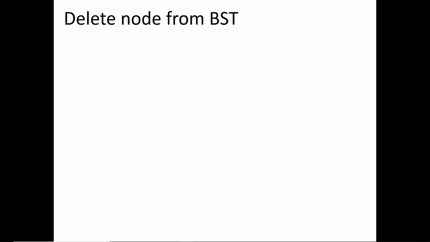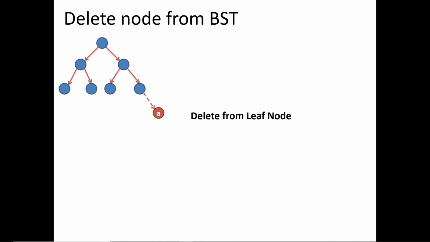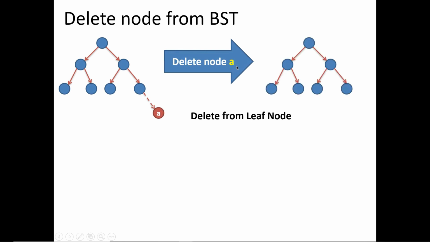Now next is deleting a node from a binary search tree. Here, deleting a leaf node. If we want to delete this node A, which is a leaf node of the tree, then after deleting node A, our tree becomes like this. So easily we can remove the leaf node and the remaining tree is still a binary search tree. So in a binary search tree, if the node we want to delete is a leaf node, then we can easily delete it, right?